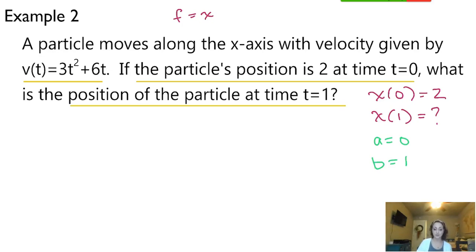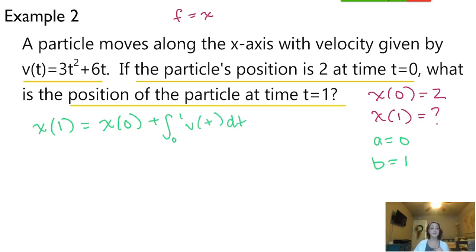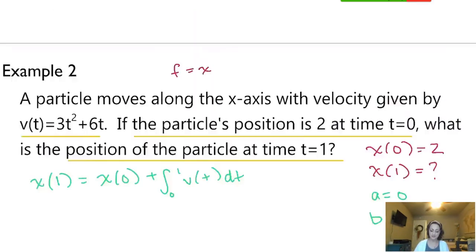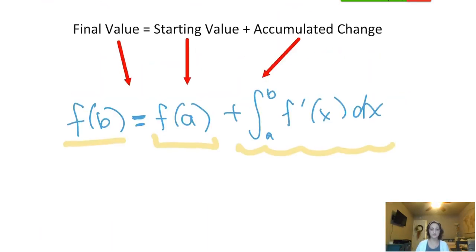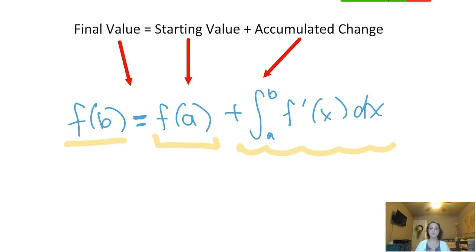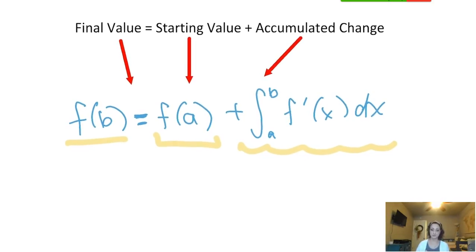So now our rearrangement is going to look like this. Instead of f, we'll have our position at time 1 is going to equal our position at time 0 plus the integral from 0 to 1 of the derivative of position, which is velocity, right? So that is just plugging in our rearrangement here. We're using that, but instead of f, we're using position, okay?